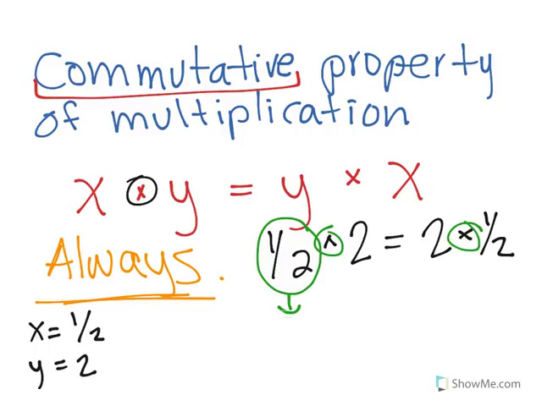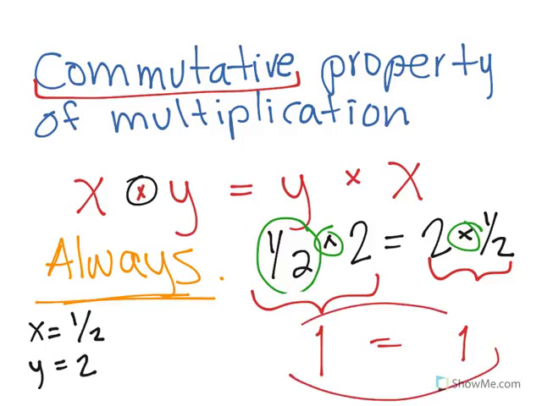So having that clear, we can just make sure that this is true and that they are equal. So 1/2 times 2 is equal to 1, which is equal to 2 times 1/2. So if you have 1/2 of 2, you have 1, and if you have 2/2, you have a 1 too. So that's true, and that's the commutative property of multiplication.